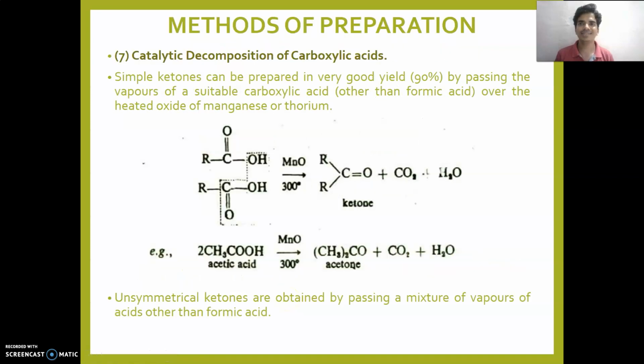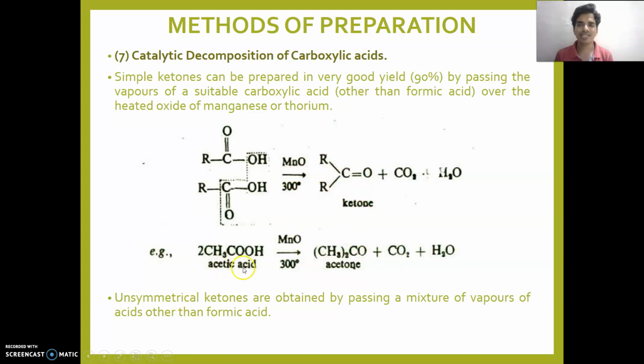So the next is catalytic decomposition by using the manganese or thorium. In catalytic decomposition of the carboxylic acid, simple ketone can be prepared in a very good yield, that is 90%, by passing the vapors of the suitable carboxylic acid, other than formic acid, over a heated manganese or thorium oxide. So here is the suitable carboxylic acid, manganese or thorium oxide. It will give ketone and remaining byproduct.